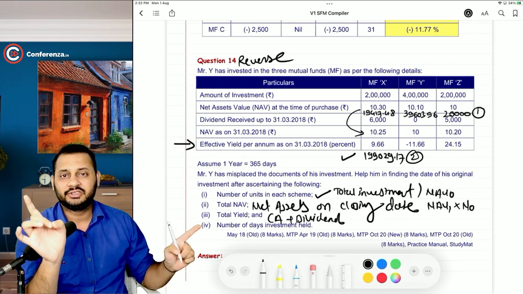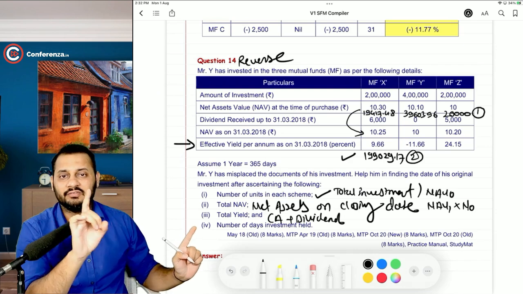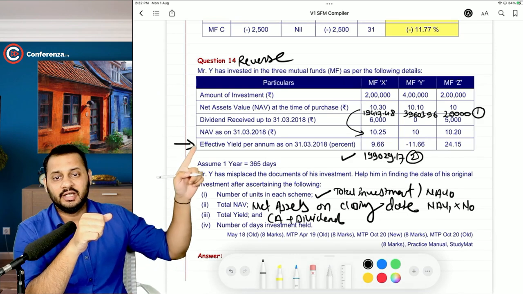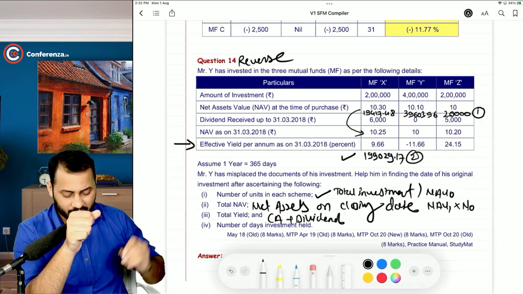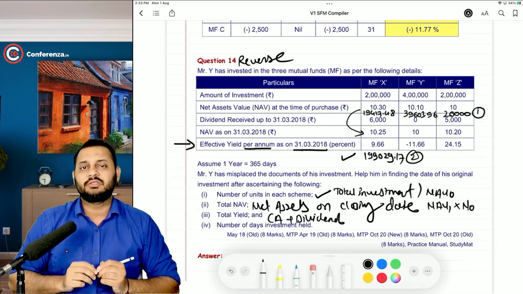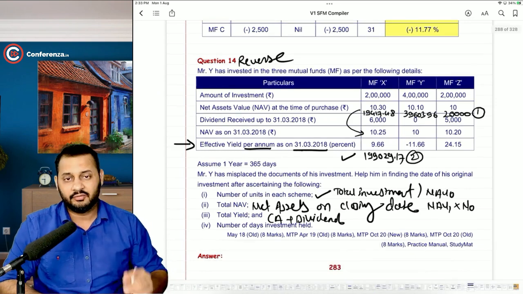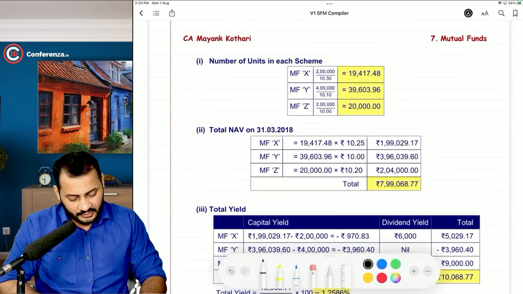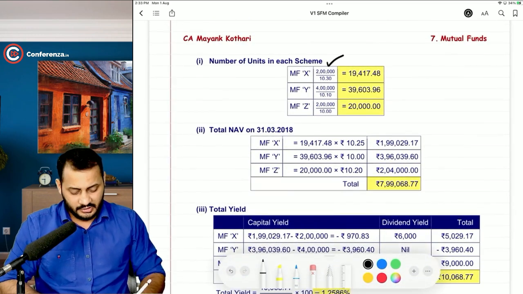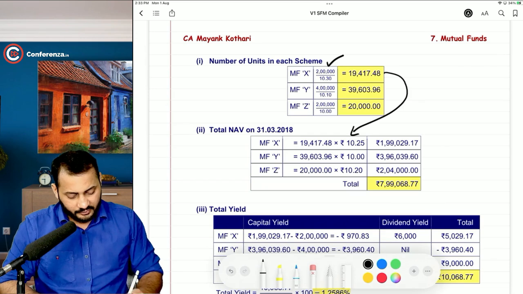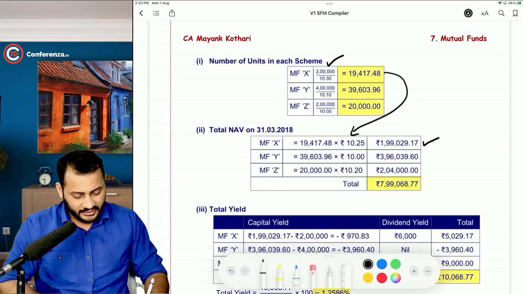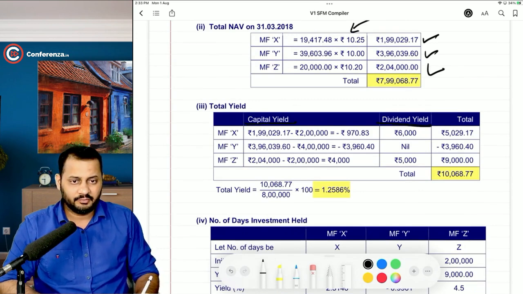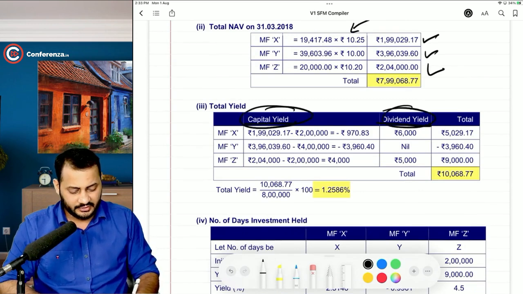The last part is the number of days the investment was held. For how many days you have held those investments, because effective yield on per annum basis is given to you, 31st March 2018, and that's the point where we need to apply brain. So let me just confirm the first 3 parts. This is the number of units. These number of units when multiplied with the closing NAV will give you the net assets, and total yield is nothing but capital yield plus dividend yield. This is the capital yield and the dividend yield.